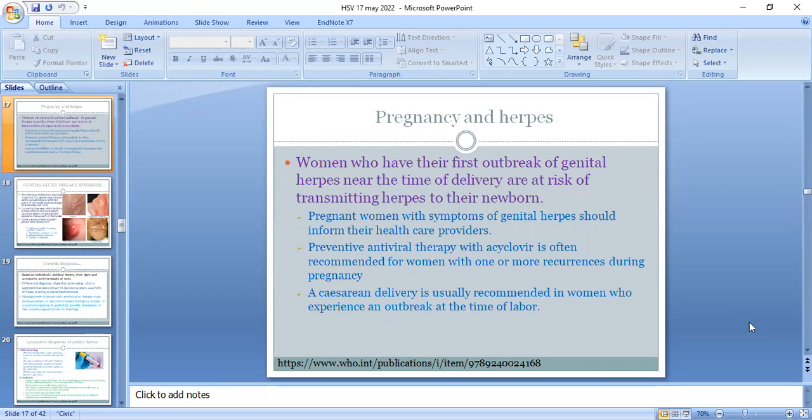Women who have their first outbreak of genital herpes near the time of their delivery are at increased risk of transmitting herpes to their newborn. Pregnant women with symptoms of genital herpes should inform their healthcare providers. Preventive antiviral therapy with acyclovir is often recommended for women with one or more recurrences during pregnancy. A C-section delivery is usually recommended in women who experience an outbreak at the time of labor.